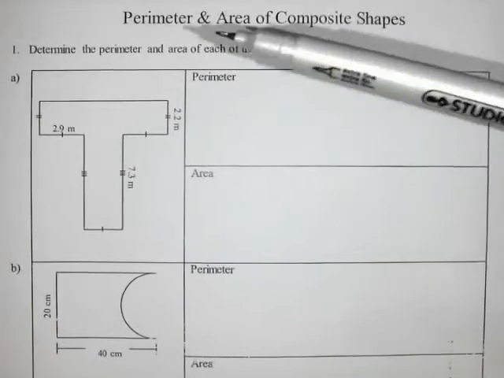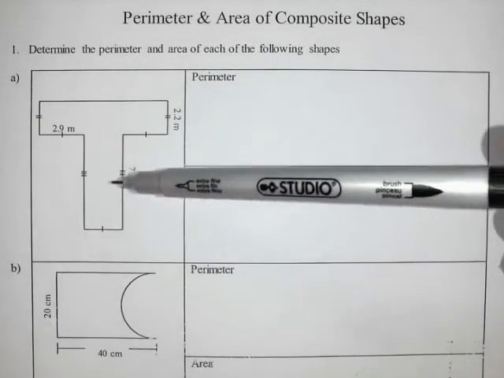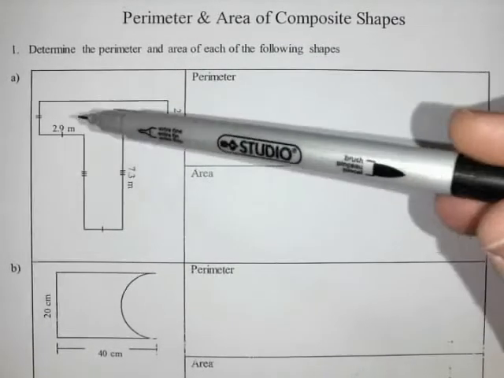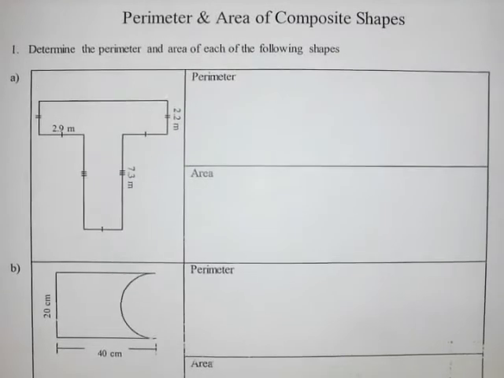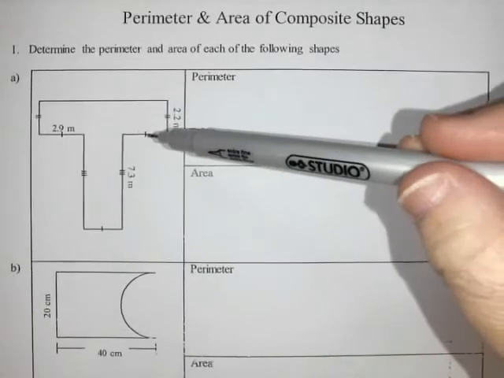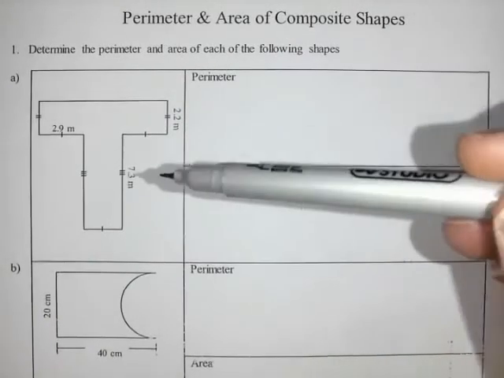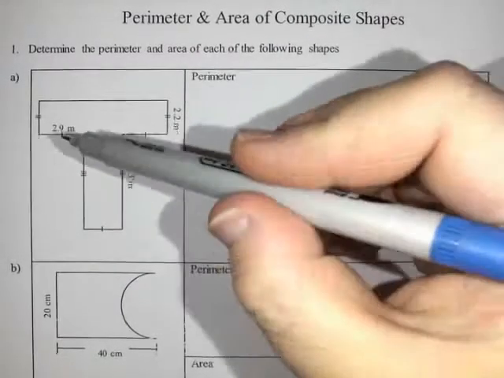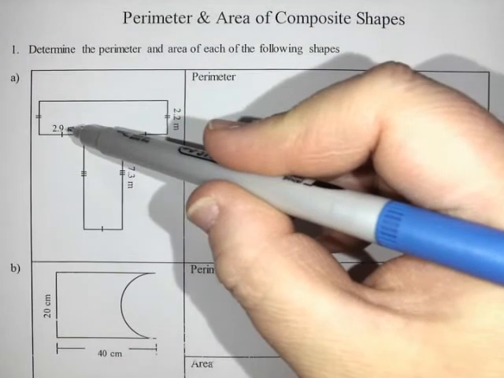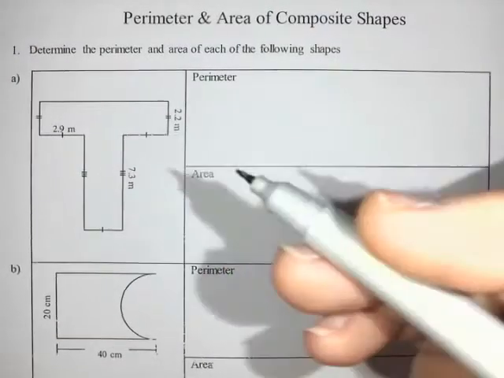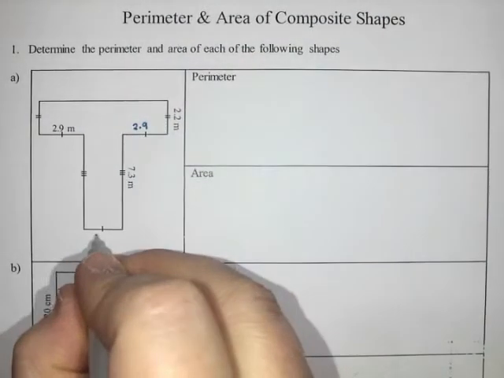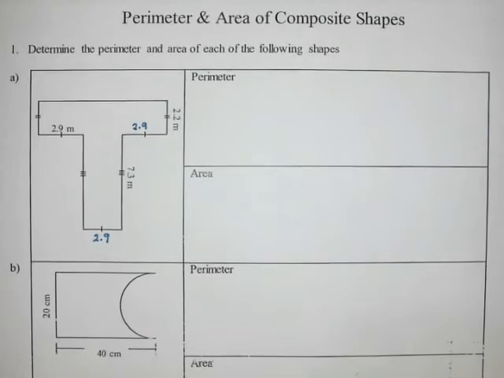When I look at this diagram, I notice that there are 1, 2, 3, 4, 5, 6, 7, 8 outside edges, but only 3 of them are labeled. So I need to come up with what the other 5 are. Some of the sides have little tick marks on them, and sides that are the same length will have the same number of tick marks. This side says it's 2.9 meters, and this one has the same number of tick marks, so it is also 2.9 meters. There's another one down here, which is also 2.9 meters.